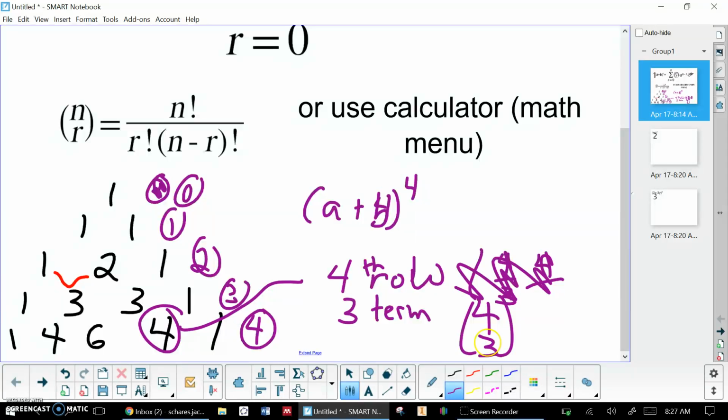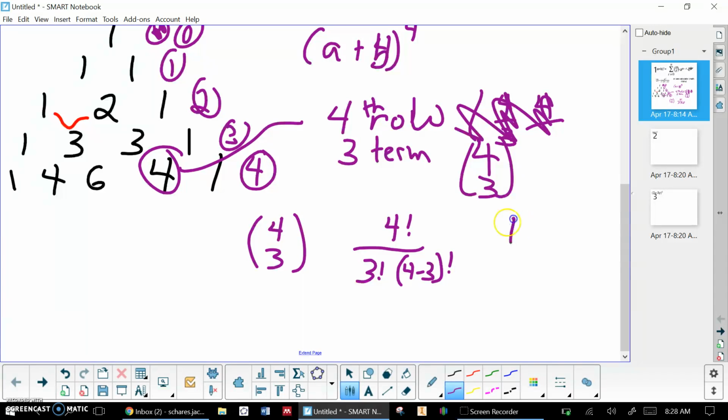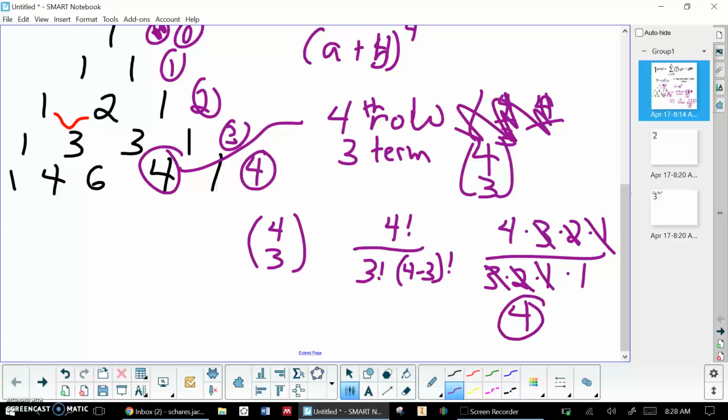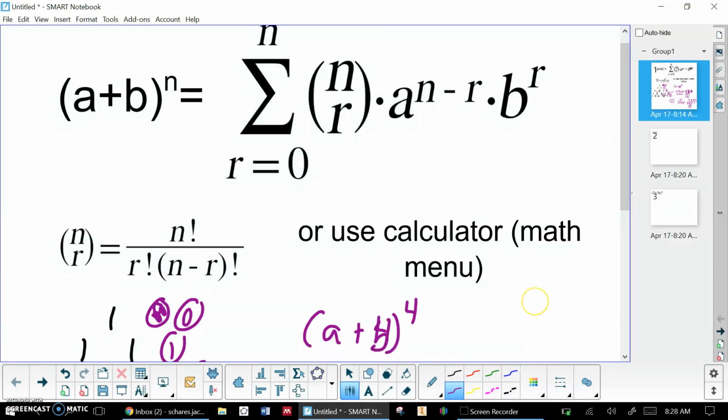Now we can also use this formula, which lets us compute this without having to draw out the whole thing. If I wanted to compute 4 choose 3, I'd have 4 factorial over 3 factorial times (4 minus 3) factorial, which looks like 4 times 3 times 2 times 1 over 3 times 2 times 1, times 1, since 4 minus 3 is 1. We'll notice the 3, 2, and 1 all cancel out, and we get 4. So we can use the formula, we can use Pascal's triangle, or we can go ahead and use our calculator. The math menu has an option for combinations, or choosing.